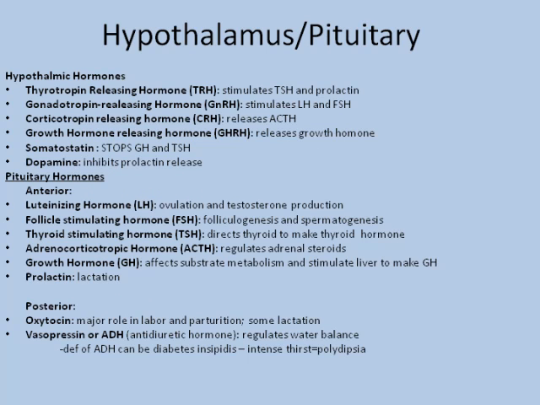Moving on to the hypothalamus and pituitary, you have to be familiar with each of these hormones and where they come from. From the hypothalamus, we have thyrotropin releasing hormone, which stimulates TSH and prolactin. Gonadotropin releasing hormone releases LH and FSH. Corticotropin releasing hormone releases ACTH, and growth hormone releasing hormone releases growth hormone. Those ones are relatively easy because they do just what they say.